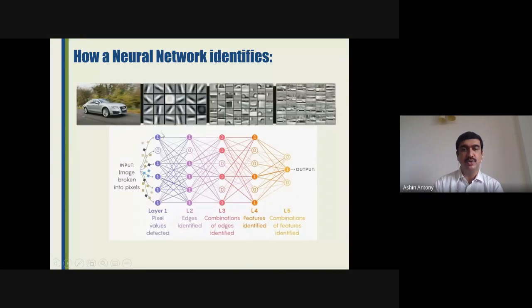So internally in a neural network, there are multiple layers, and these layers capture different types of information or help segment the input that comes in into different varieties.